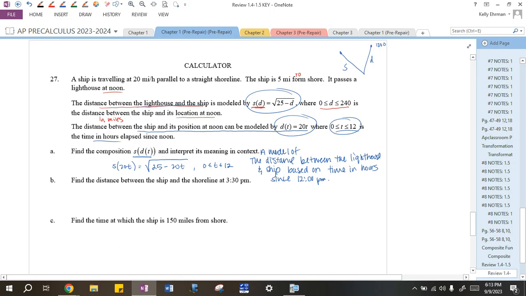Okay, now find the distance between the ship and the shoreline at 3:30 p.m. So when is 3:30 p.m.? How many hours past noon? That's t equals 3.5 hours. So we want to find S of 20 times 3.5. Or the way we wrote this in our notes was S of D of 3.5. That's fine too. It does not matter.